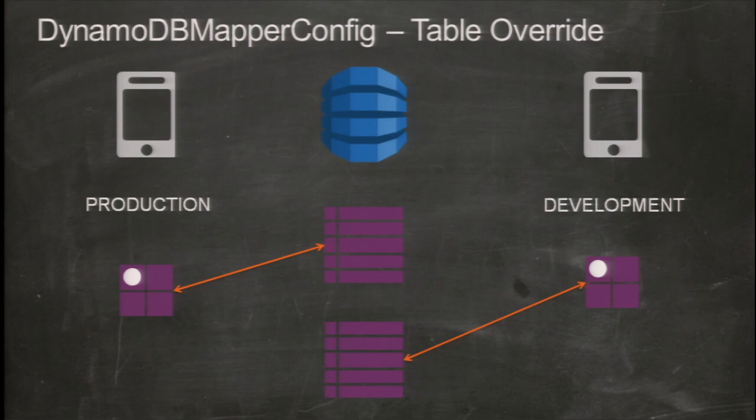Finally, we can also override table names via the DynamoDB Mapper config. So if we want to have the same code, but have a production and development environment, we can use the table override feature of the DynamoDB Mapper. Now, all of these config options can be supplied at mapper creation time, but they can also be applied on a per operation basis.